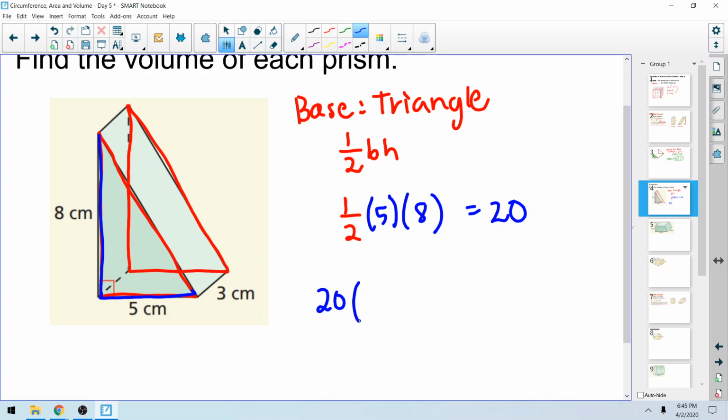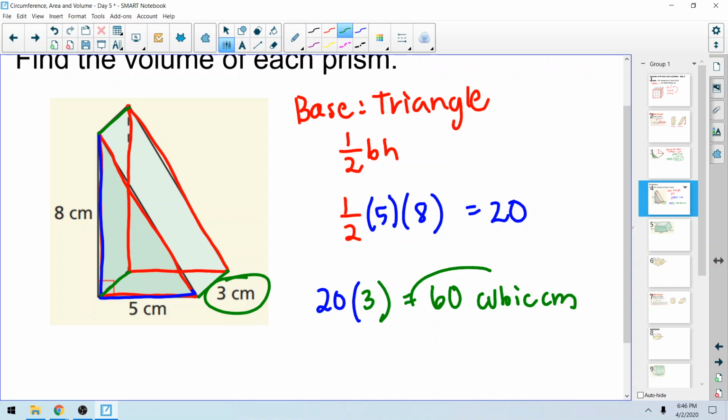Now the question is, what's the height? Is the height 8? Is the height 5? Or is the height 3? Well, the height is the distance between the bases. The bases are the triangles, so you go from the red one to the red one. That's the distance between the two triangles. So your height is 3. So your volume is 60 cubic centimeters, or centimeters cubed, however you want to write it.